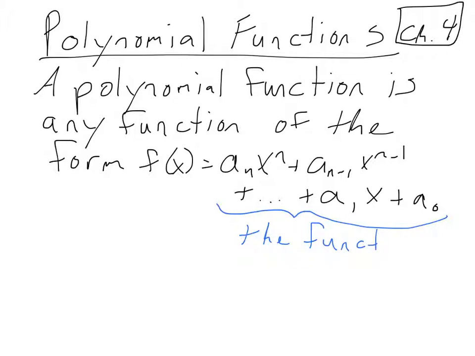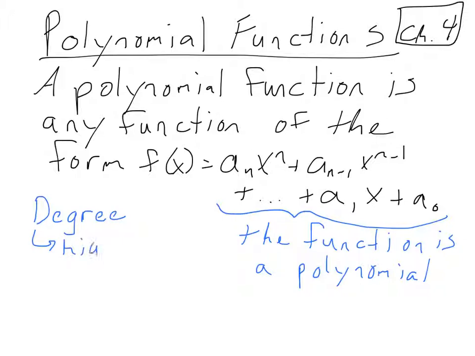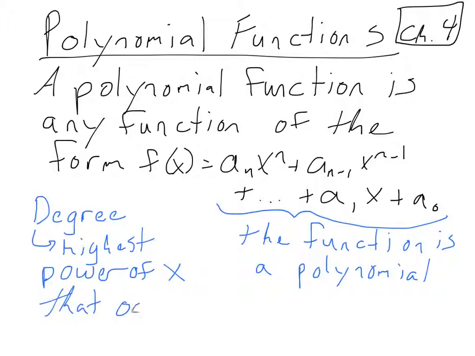The whole a_n or x to the n minus 1 part just means that the polynomial can be any degree, right? And the degree of a polynomial function is just the highest power of x, right? The highest power of x that occurs in the function. So if we're looking at this polynomial function right here, n, whatever n is, we're assuming that's the biggest number, is the highest power of x, and so the degree would be n for this one right here.